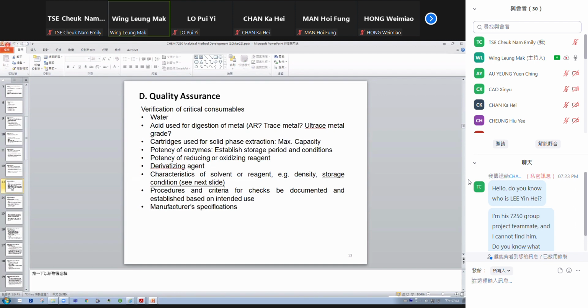Verification of the critical consumables. Very simple chemicals. The dilution is water, okay? The water, even the water has different grades. I will give you some examples.